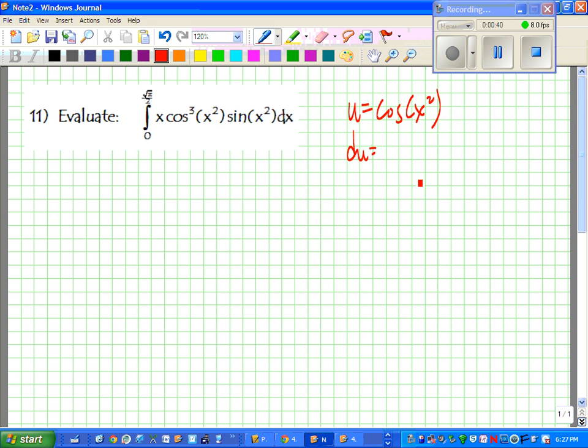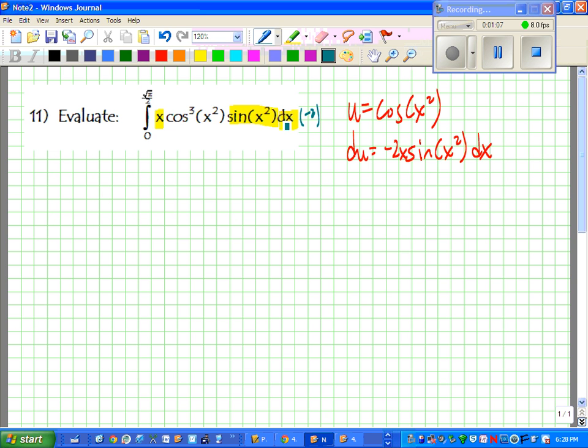So du, don't forget in this one that we are going to need to use chain rule. Derivative of cosine is negative sine of x squared. But then we have to multiply by the derivative of x squared, which is 2x. So we have the x and the sine of x squared dx. Only part we're missing here is the negative 2 for our du.